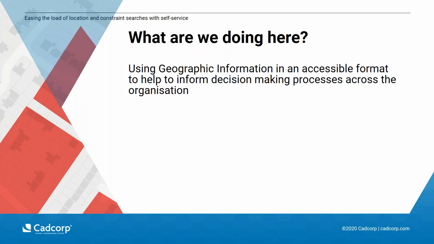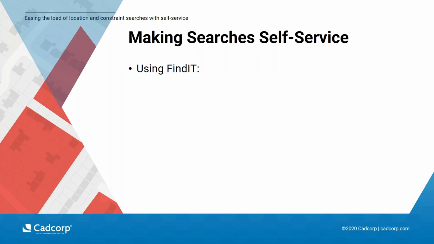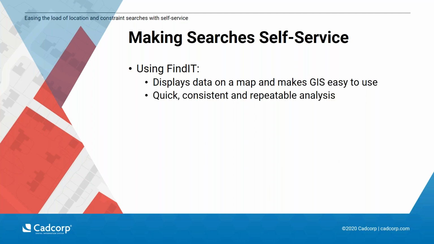So what are we doing here? We're using geographical information in an accessible format to help to inform decision-making processes across the organization. And we're also making searches self-service with Find It with a Google Map-like interface. So there's a familiar slippy map and search. The constraints can be mapped on screen with the attribute information, which can be good enough for some purposes. You may have dozens of data sets which need to be analysed quickly, consistently, and repeatedly. The results of the search should be in an understandable format, and furthermore should be accessible to distribute to others.